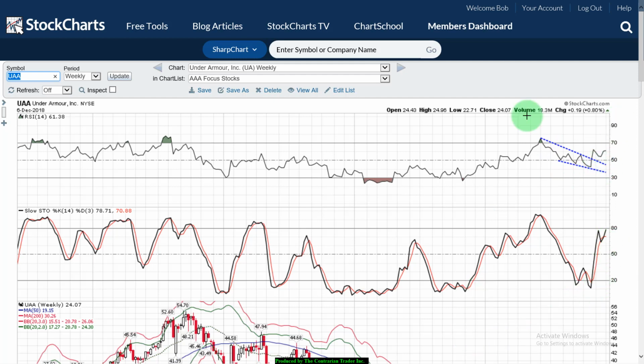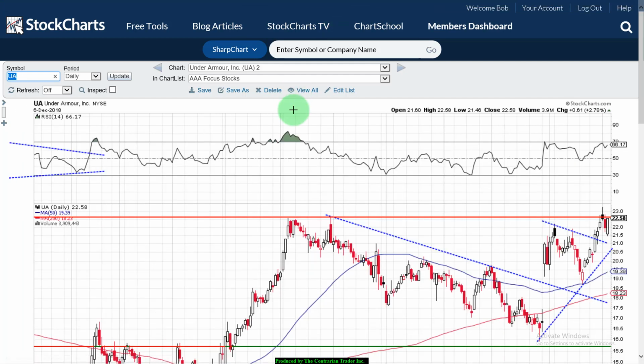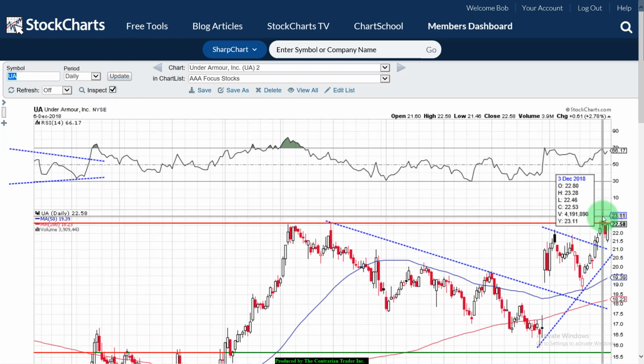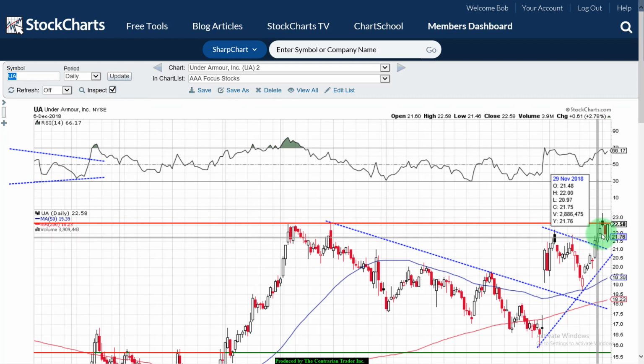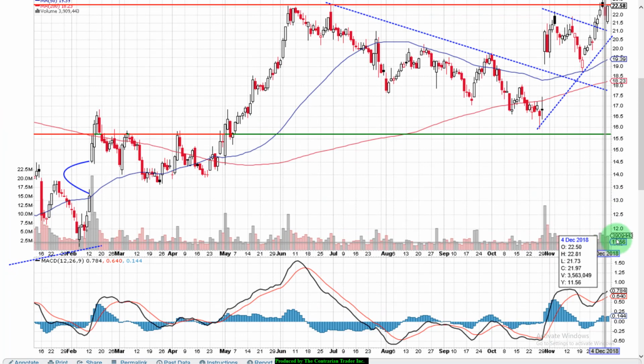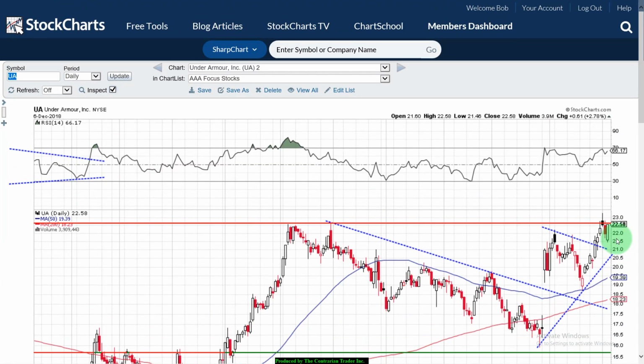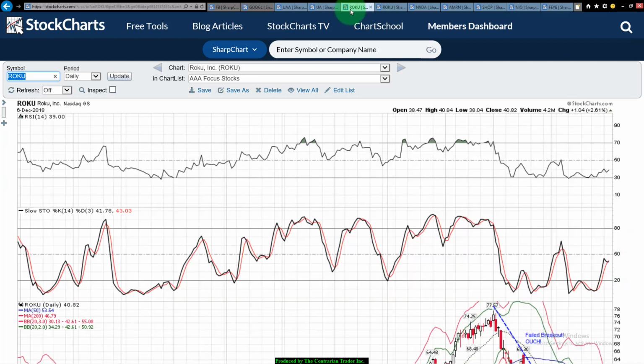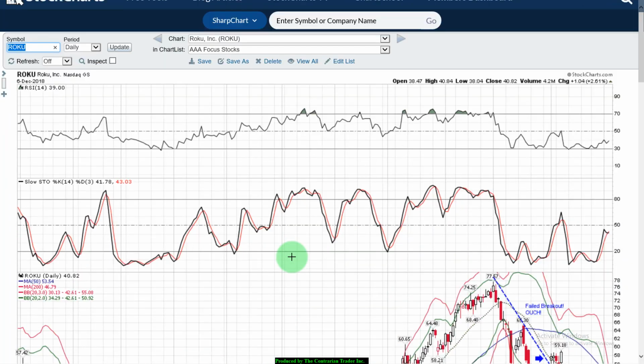Same deal here, daily chart. Yesterday on a daily chart, a bullish key reversal bar. We attempted to break out here on the 3rd, it failed. But again, bullish reversal bar yesterday on volume. Under Armour is looking very, very good to the long side. I'm bullish.